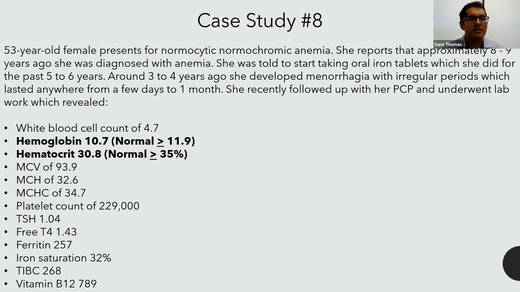This next case study talks about a 53-year-old female who presents with normocytic normochromic anemia. She reports that approximately 8 to 9 years ago, she was diagnosed with anemia. She was told to start taking oral iron tablets, which she did for the past 5 to 6 years. Around 3 to 4 years ago, she developed menorrhagia with irregular periods, which lasted anywhere from a few days to 1 month. She recently followed up with her PCP and underwent lab work, which revealed normocytic normochromic anemia, as listed here.